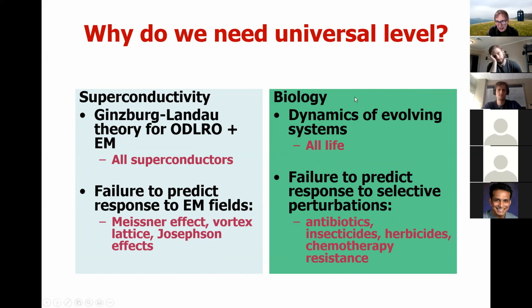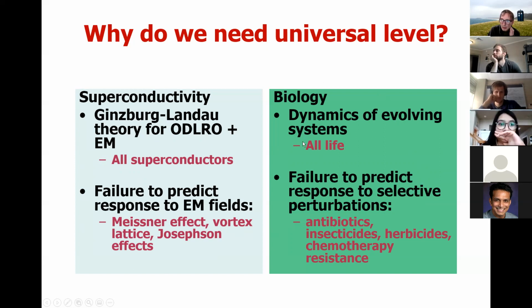Now, when we talk about biology, we think that this high level of description would apply to all life, the dynamics of evolving self-programming systems, let us say. What happens if you don't have that? Well, in a superconductor, if you didn't have this high level of description, you couldn't predict the response to electromagnetic fields. All of these things, the Meissner effect, the vortex lattice, the Josephson effect, the superconductivity itself, are what happens when you hit a superconductor with an electromagnetic field. So we want to understand the response function of a superconductor.